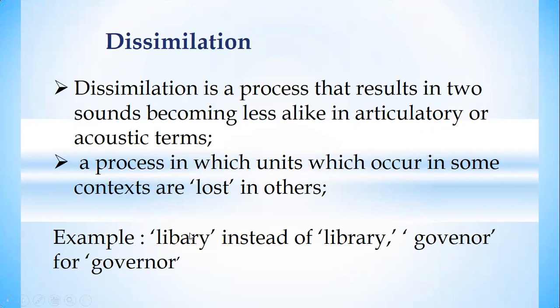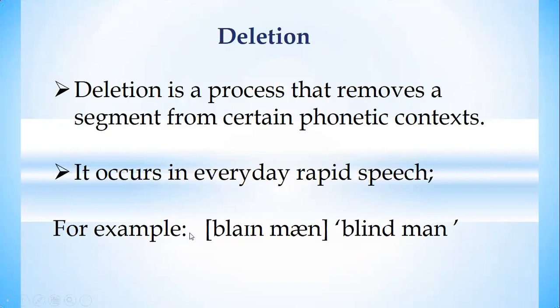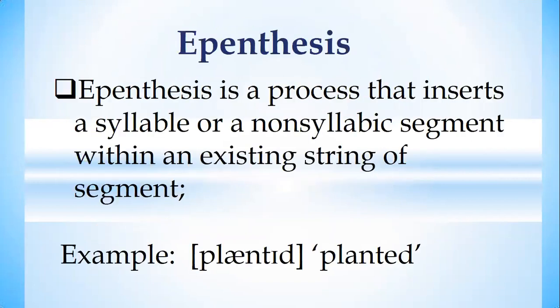Next, deletion. Deletion is the process that removes a segment from a certain phonetic context. It occurs in everyday rapid speech. For example, blind man. Next, epenthesis is the process that inserts a syllable or a non-syllabic segment within an existing string. For example, planted.